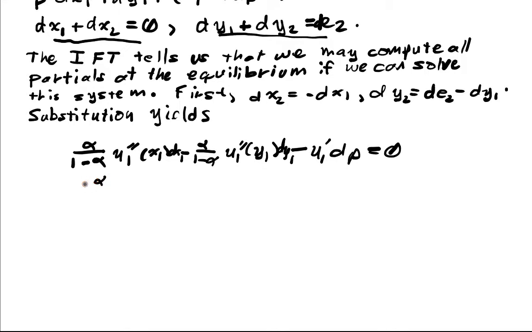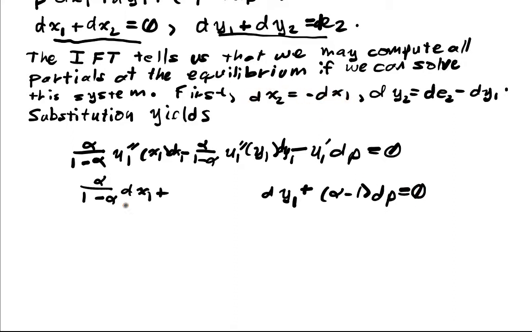And then we've got alpha over 1 minus alpha dx1 plus dy1 plus alpha minus 1 dp is equal to 0. Right, so I didn't change the x1s here. I'm just going to change the x2 and y2 differentials. And so that only changes the function coming from the utility function, from maximizing utility for the second consumer.